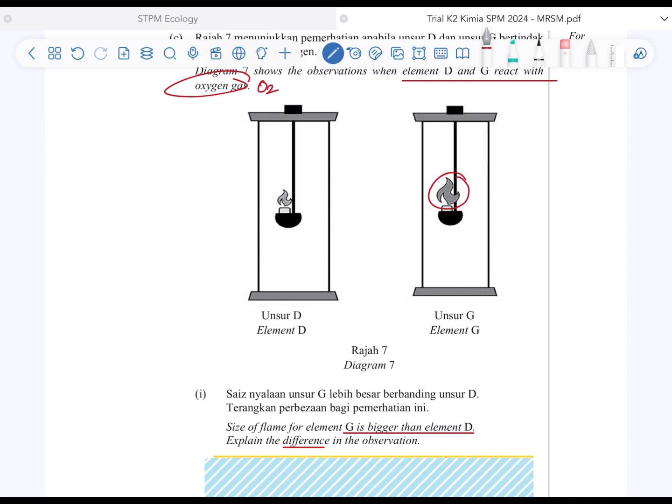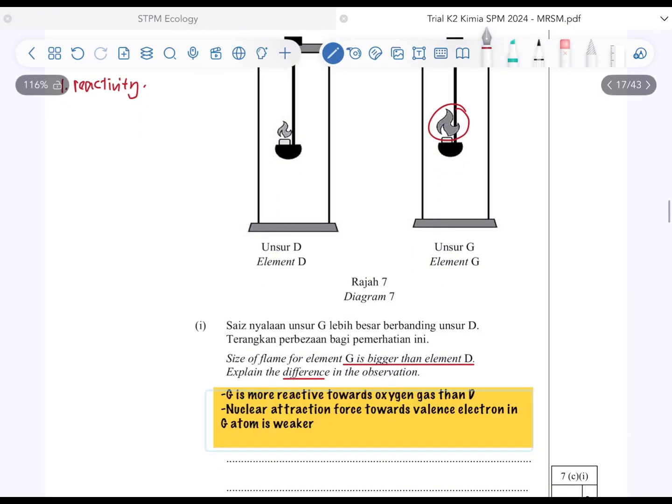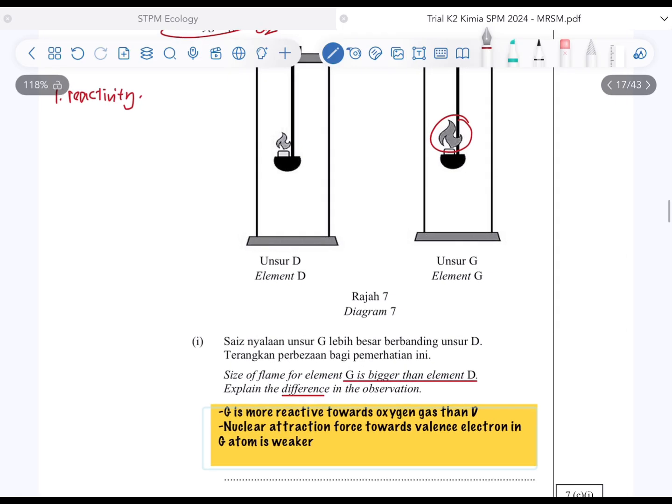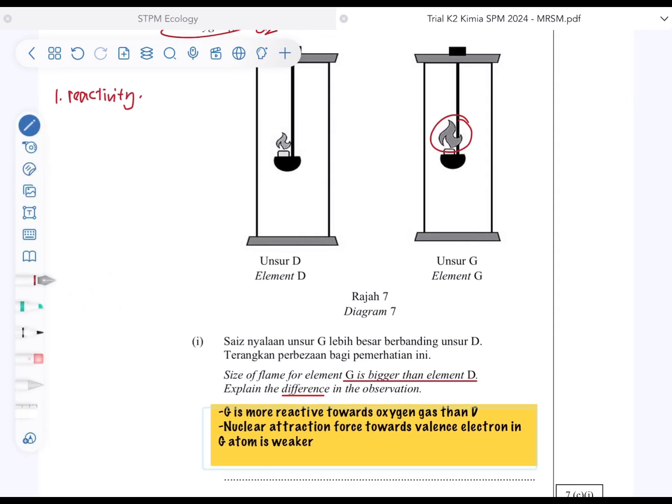So first of all, you need to mention reactivity. Why? Because the reactivity of element G is much higher than element D. That's why it can produce a bigger flame. So the answer would be: G is more reactive towards oxygen gas than D, and then the nuclear attraction force towards the valence electron is weaker, just like what I mentioned just now. Therefore, it can react with the oxygen more vigorously.